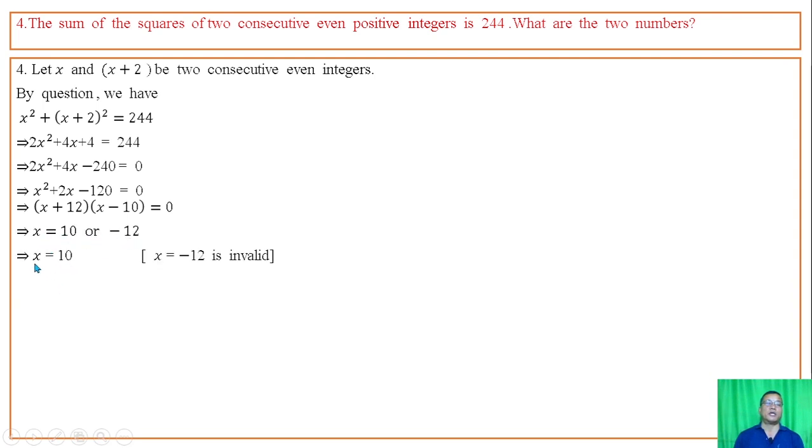x equal to 10 is possible and x equal to minus 12 is invalid because x must be a positive even integer. Hence the two numbers are, one is 10, another one is 10 plus 2, that is 12. Thus the two numbers are 10 and 12.